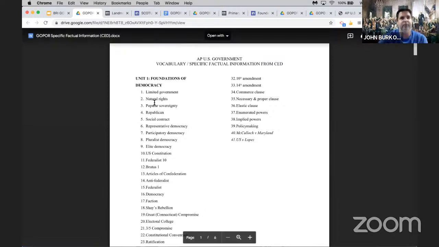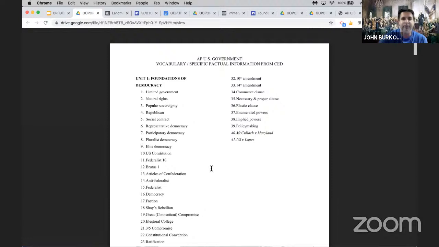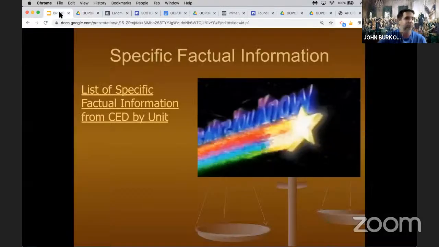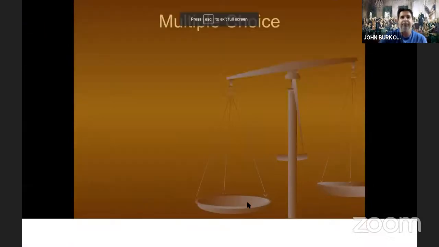What is limited government? What are natural rights? These are the terms and concepts that College Board, again, expects you to know and be able to apply through your understanding on the day of the exam. And it's broken down by unit. Got it all for you.